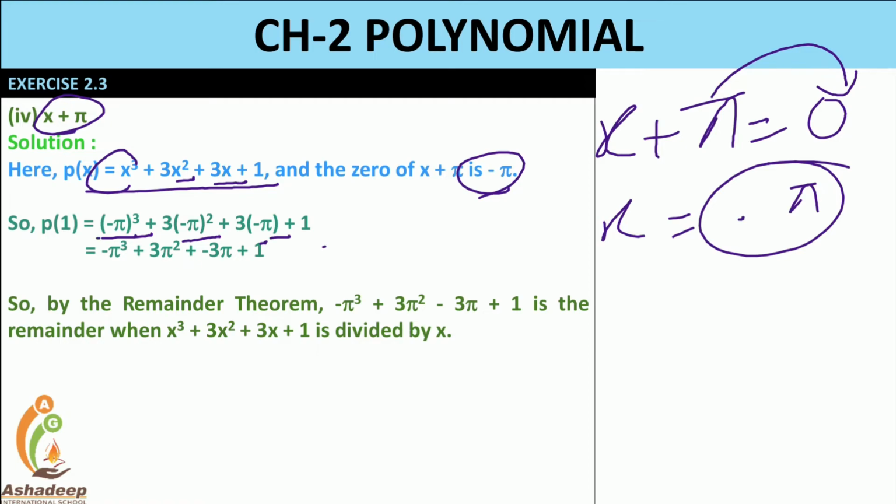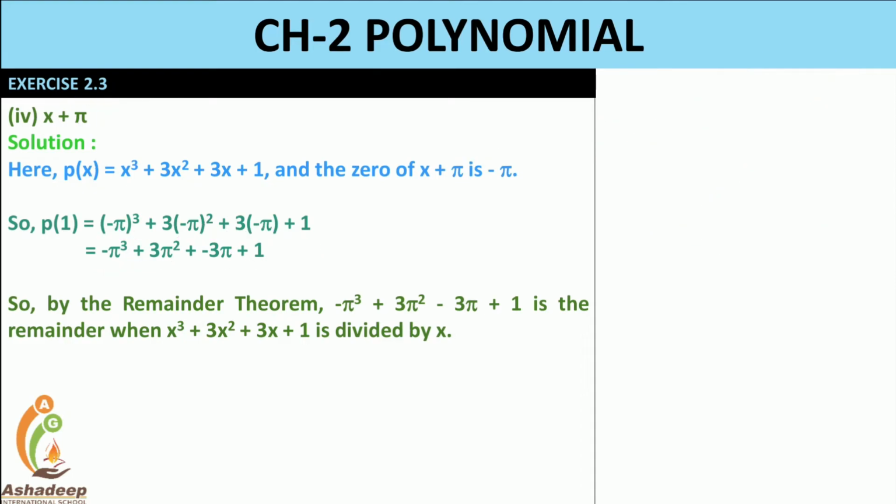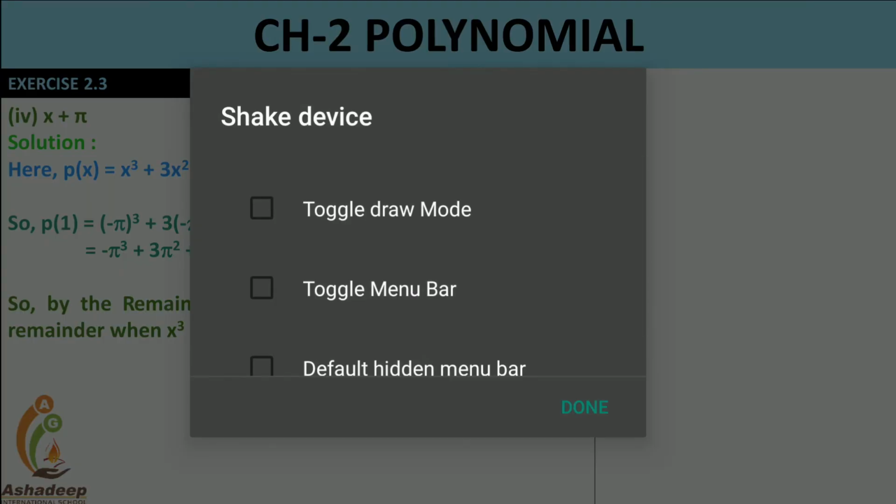Now see here, minus odd times gives minus pi cube, minus even times gives plus 3 pi square, minus 1 time odd gives minus 3 pi, and here it is plus 1. So by the remainder theorem, minus pi cube plus 3 pi square minus 3 pi plus 1 is the remainder when this polynomial is divided by x plus pi. Okay. Now let's move ahead.